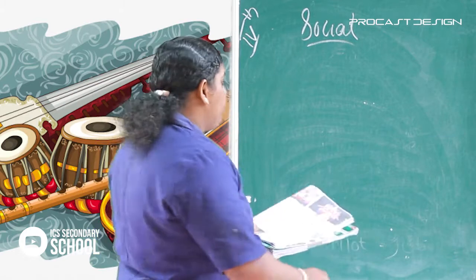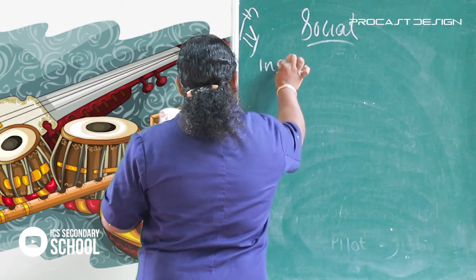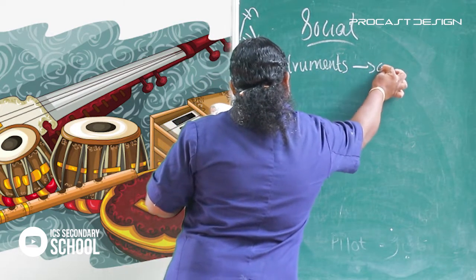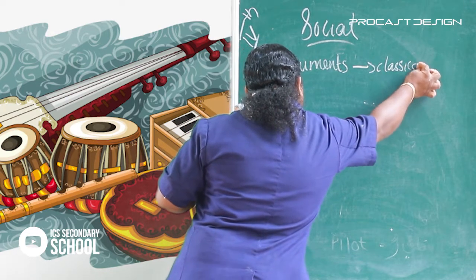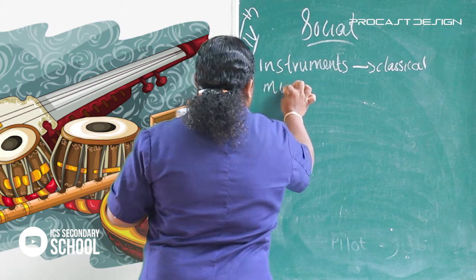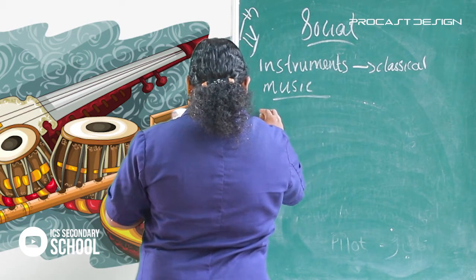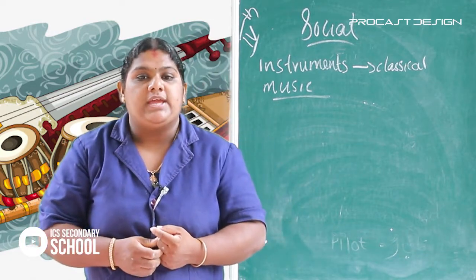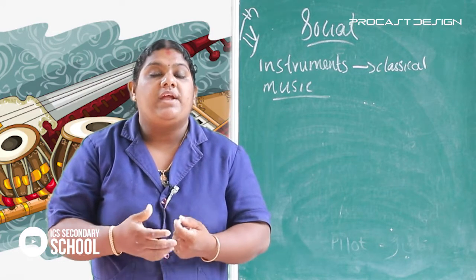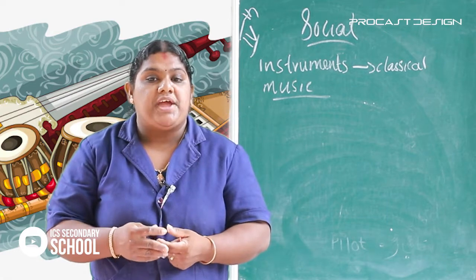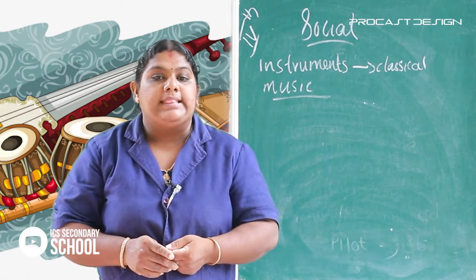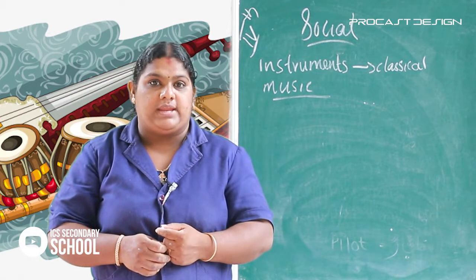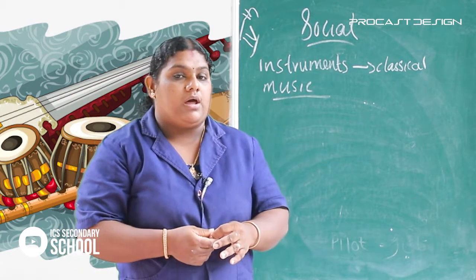First one is Veena. The classical instruments are used in classical music. The veena, sitar, sarod, shehnai, flute, harmonium, then tabla, dholak and mridangam are some popular musical instruments in India. Some of them I just write on the board.